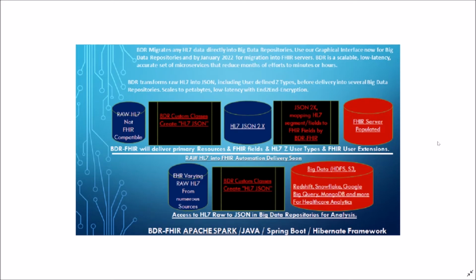And in closing, I just want to mention that soon BDR-FHIR will deliver primary FHIR resources, fields, extensions, and HL7 Z user types directly into FHIR servers. BDR-FHIR already provides secure patient downloads with end-to-end encryption, migration to Big Data from FHIR. Here you saw it from HL7 JSON. Everything will be, again, end-to-end encryption. And the ability to take familiar names from EHR systems, EMR systems, that now differ in the FHIR terminology and add metadata so it shows up with the names that you're used to seeing.